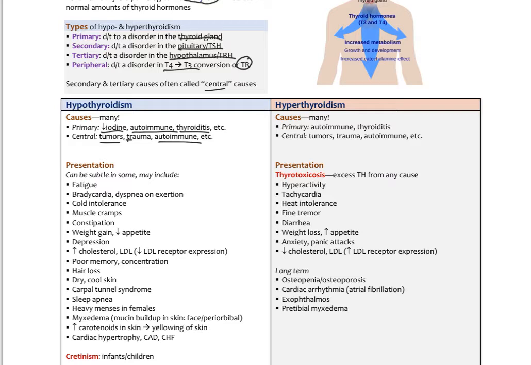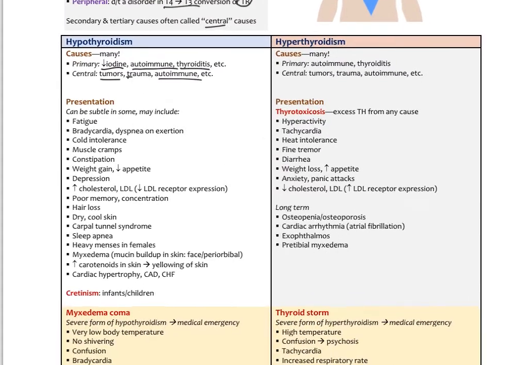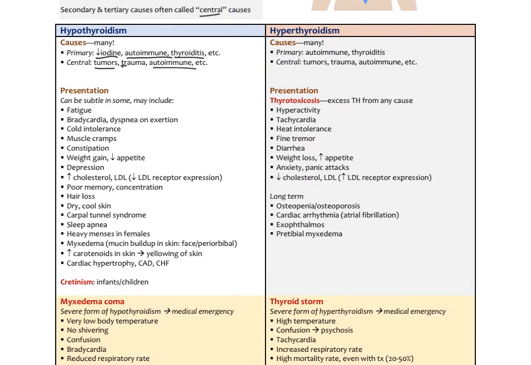But the presentation can be subtle, but usually there's some degree of fatigue, which is really a non-specific finding. A lot of conditions have fatigue. Bradycardia usually is typical, so slow heart rate under 60 or at least close to 60. Dyspnea on exertion, cold intolerance, muscle cramping, constipation, weight gain with decreased appetite, increased depression because of the loss of the LDL receptor or the lack of adequate expression of that receptor on the liver.